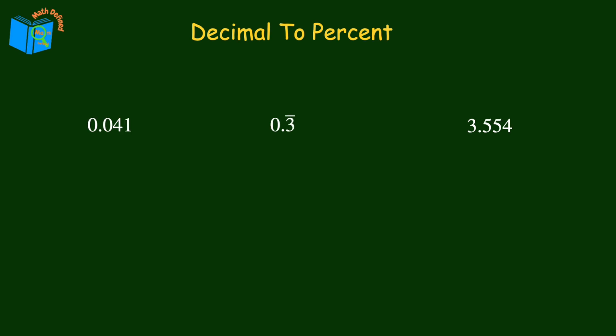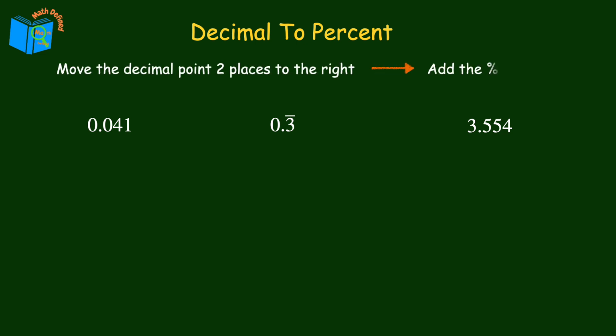Now let's convert decimals to percents. Again, this conversion also has 2 simple steps. Move the decimal point 2 places to the right and then add the percent symbol. We'll start with the decimal number 0.041. We'll move the decimal point 2 places to the right, which gives us 4.1. These 2 zeros in front of the number we do not need. The second step is to add the percent symbol, and we're done. So 0.041 as a percent is 4.1%.